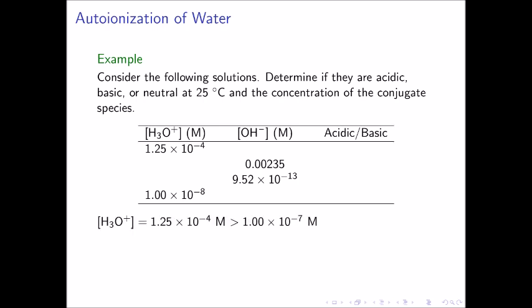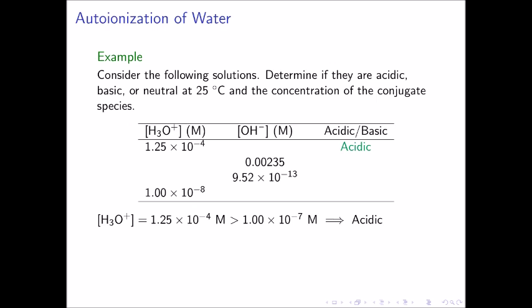The first solution has a hydronium ion concentration of 1.25 times 10 to the negative 4 molar. This is larger than 1 times 10 to the minus 7 molar. As a result, this first solution is acidic.